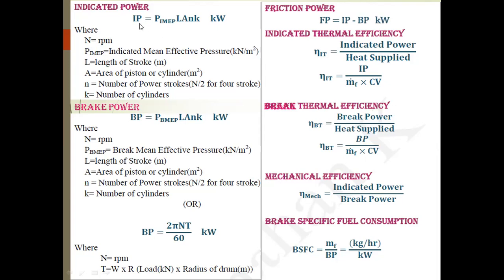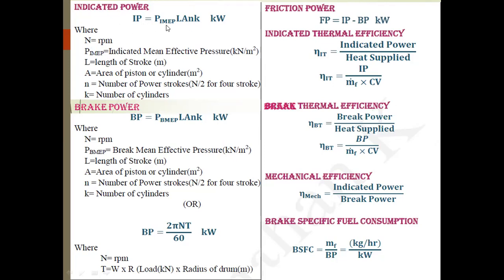Indicated power is shortly called IP. So IP is equal to the indicated mean effective pressure, length of the stroke, and the area of the piston cylinder, and n is denoted for the number of power strokes. For example, for a two stroke engine n is N, but for a four stroke engine n is N by 2, and K is denoted for the number of cylinders.